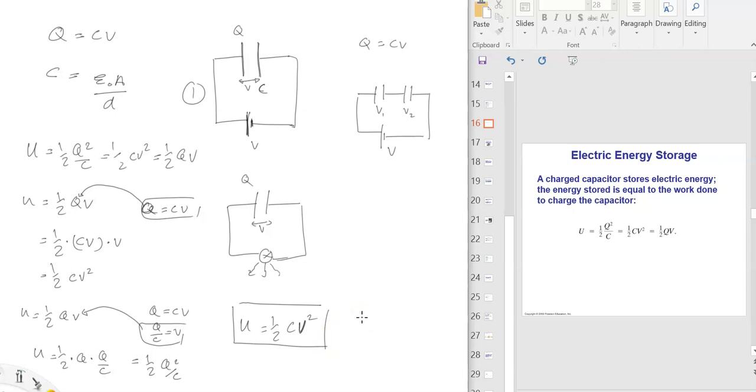Okay, let's move on and work on a couple of examples. Here you have an example. A camera flash unit stores energy in a 150 microfarad capacitor at 200 volts. How much electrical energy can be stored?